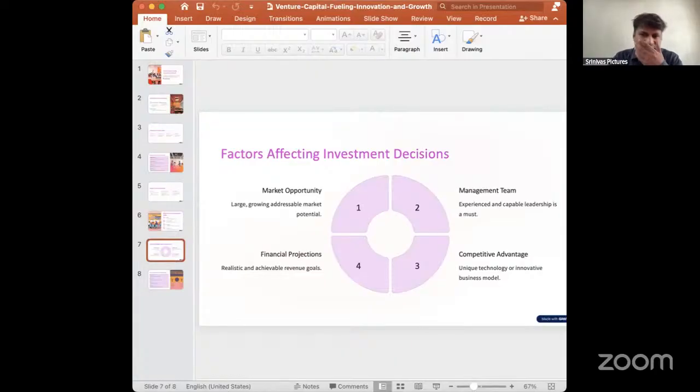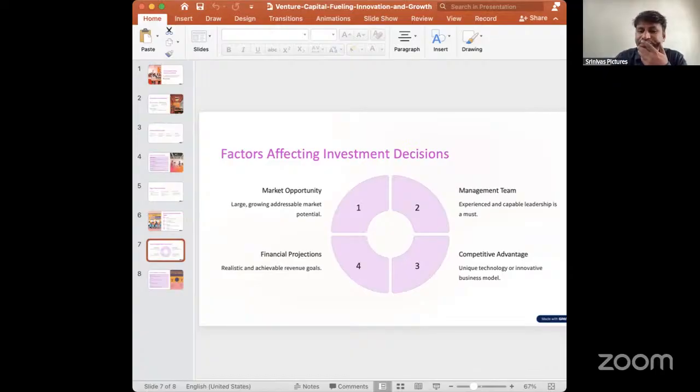Next one, factors affecting investment decisions. The first one is a strong management team required. Management team experience, capability and leadership are a must for this. The management team really is a factor affecting investment decisions.